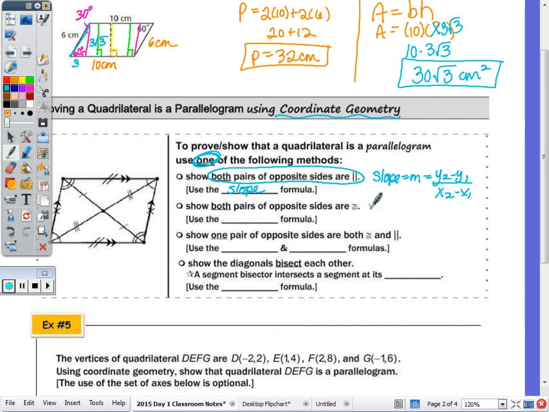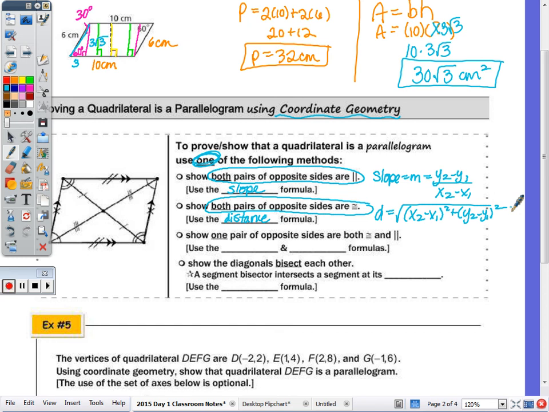The next way would be to show that both pairs of opposite sides are congruent. Again, that's looking at all four sides. To show congruency, you need to use the distance formula. If you want to add it to your notes, it's the square root of your change of x squared plus the change of y squared. So it's doing the distance formula on all four sides. Still quite a bit of work.